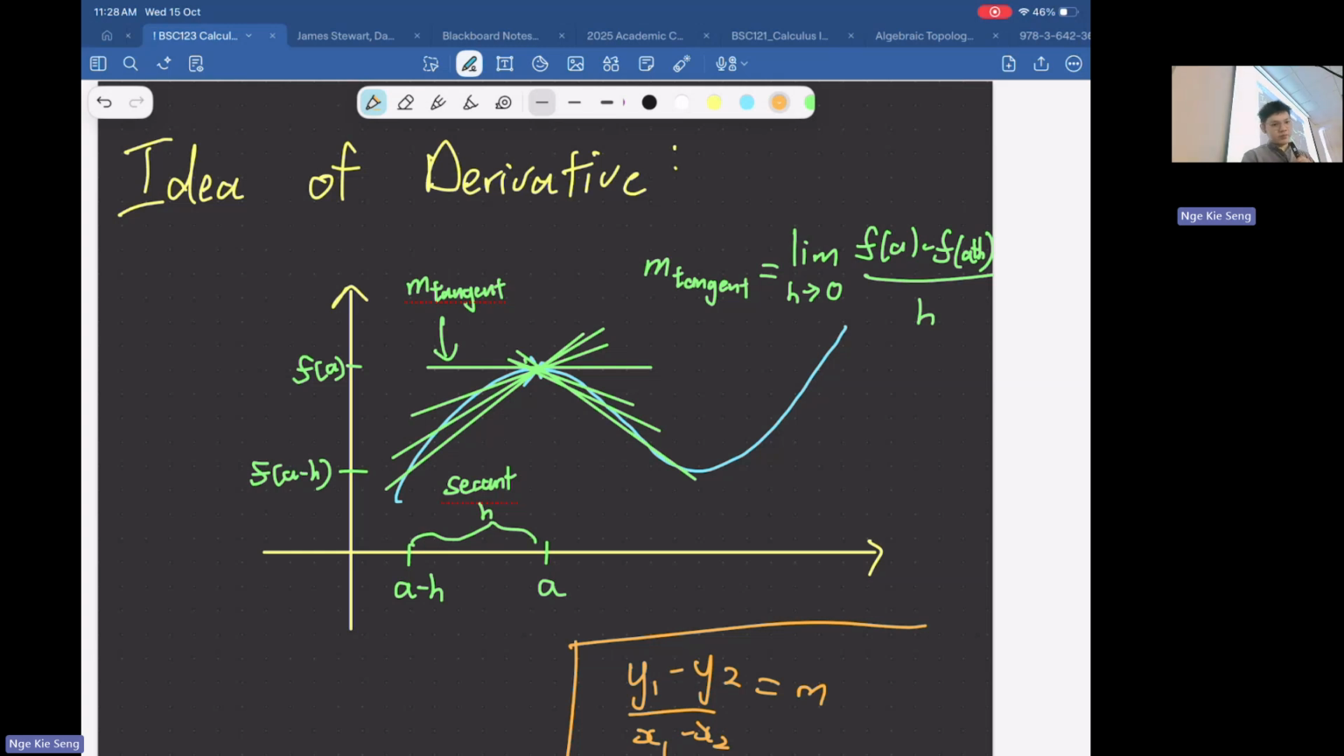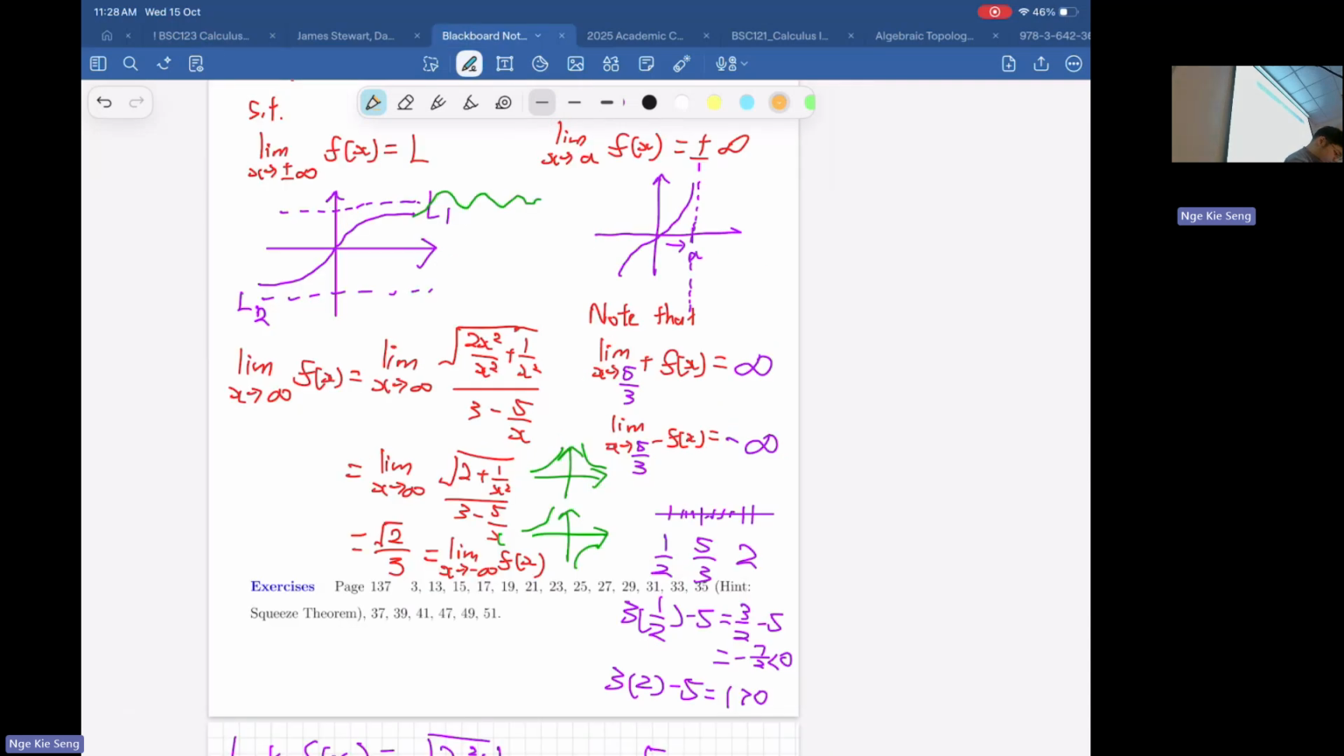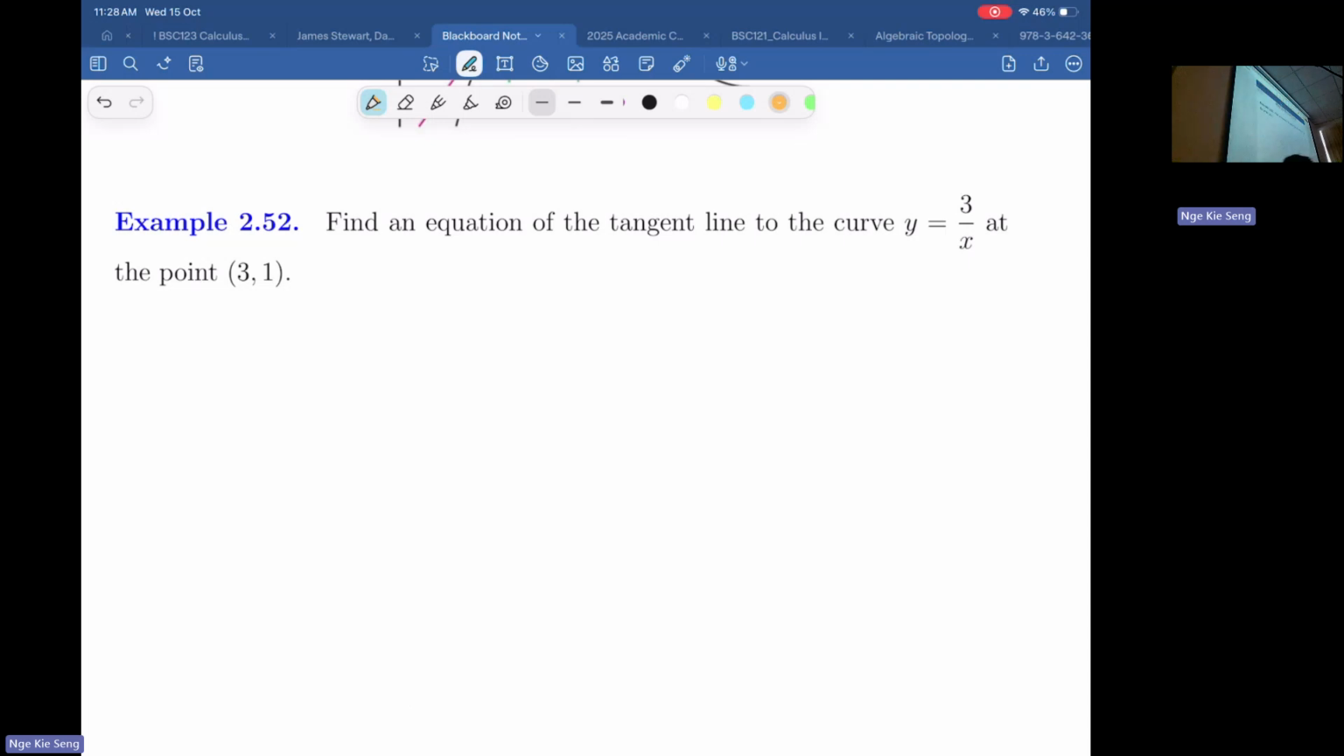So let's see how we build this line. Oh, there's a solution for this one, so let's start from here. Find the equation of the tangent line to the curve y equals 3 over x. Is everyone confused with this usage of curve? Usually we call it function, now we call it curve. It's a function, but after we sketch it, it looks like a curve. A curve is like a one-dimensional line, like a string.